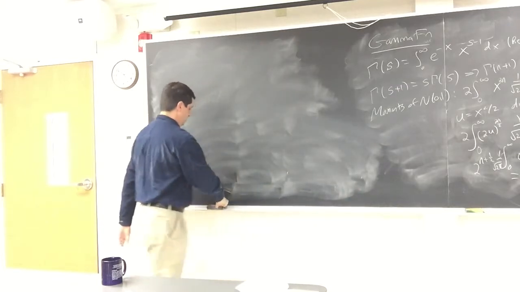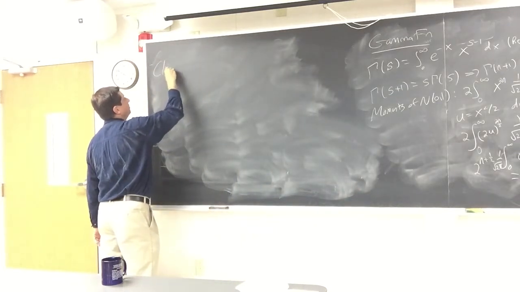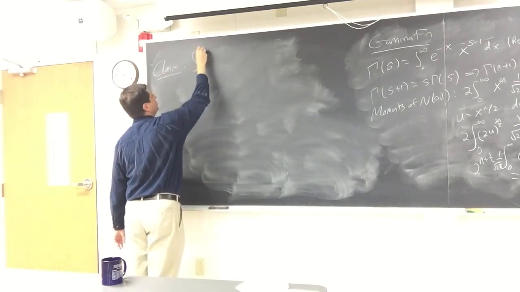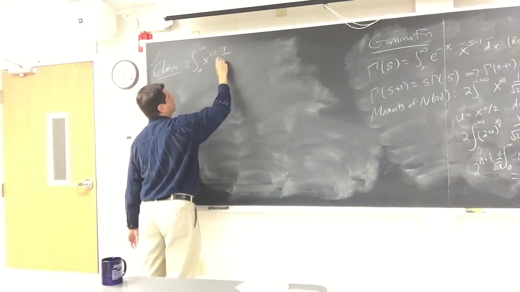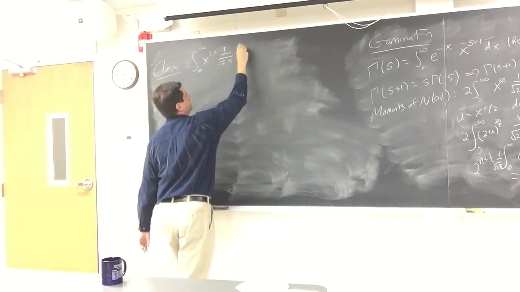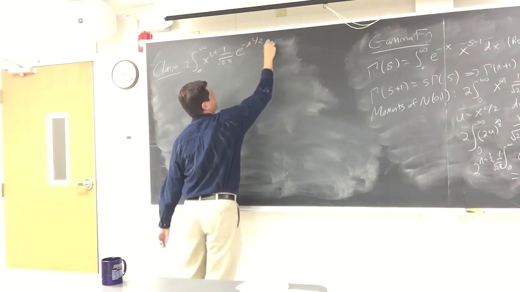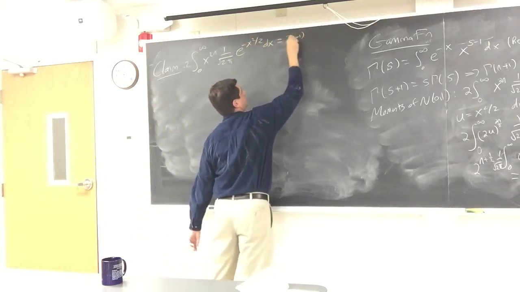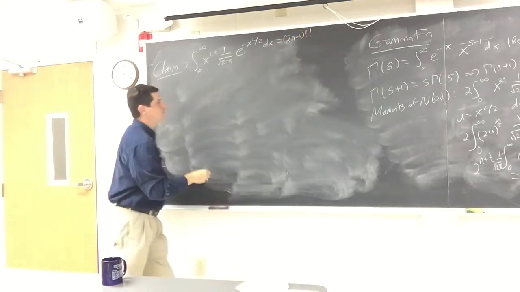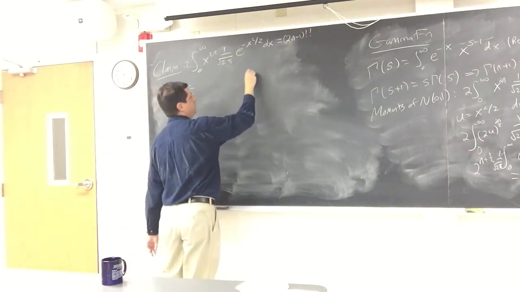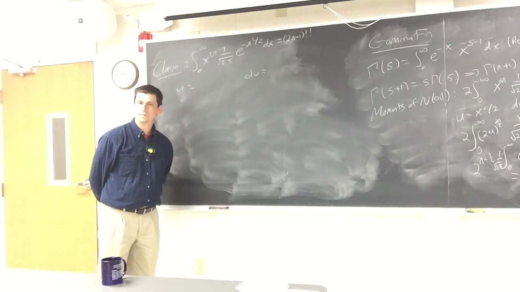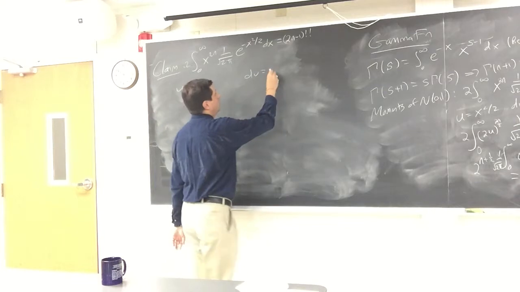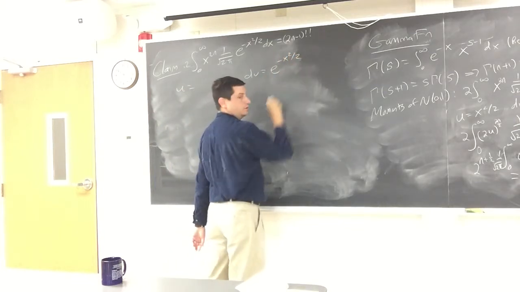Claim: the integral from 0 to infinity, times 2, of x to the 2n times 1 over square root of 2 pi, e to the negative x squared over 2 dx, is 2n minus 1 double factorial. So we have to choose what we want u to be and what we want dv to be. Any thoughts on what dv should be? Okay, e to the negative x squared over 2.